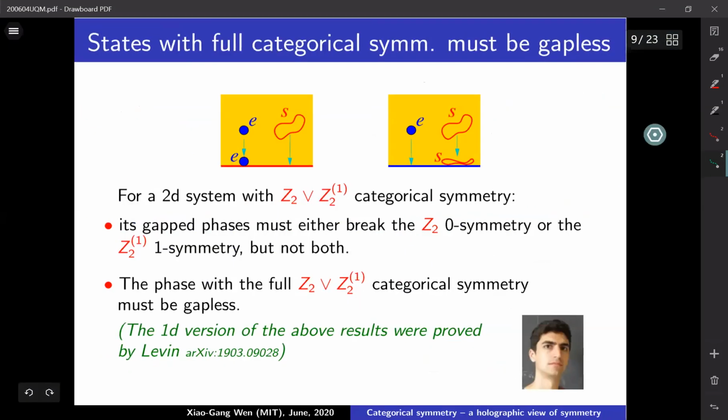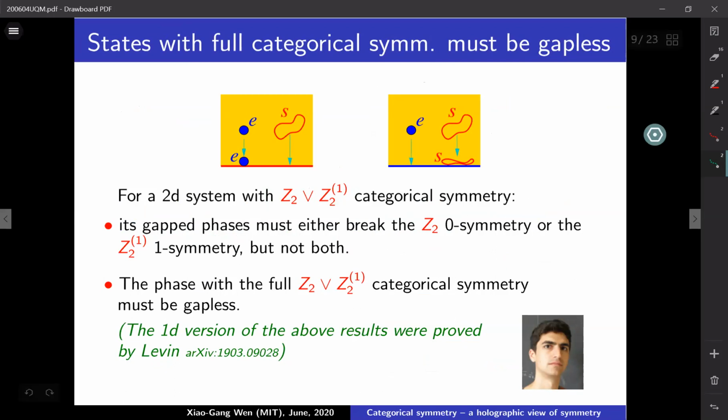Okay, so actually, this categorical symmetry has some interesting properties. We know here they have two parts, a Z2 zero symmetry part and a Z2 one symmetry part. But actually, for a system with the categorical symmetry, if the ground state is gapped, it must break one of them. We cannot have a symmetric ground state with a full categorical symmetry. It has to break one of them.